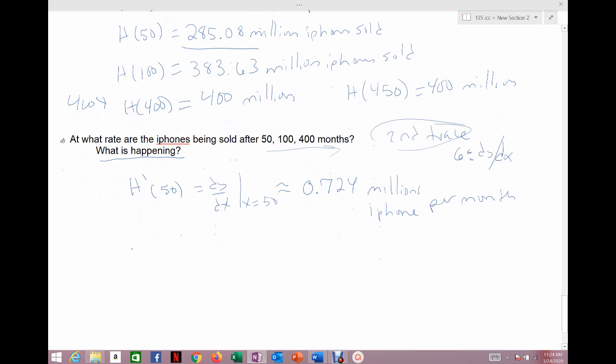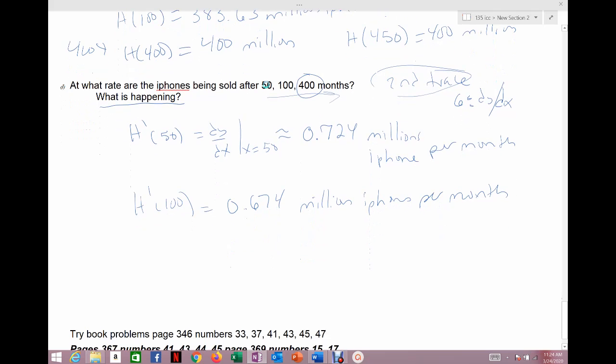Well, plug 100 in and see what its speed is in 100 months. Again, I'm going to use my derivative. When I plug in 100, it's 0.674 million iPhones per month. So it's still increasing, but smaller. It's about 100,000 less. The speed is 100,000 less than at 50. So it's still increasing, but increasing at a slower rate.